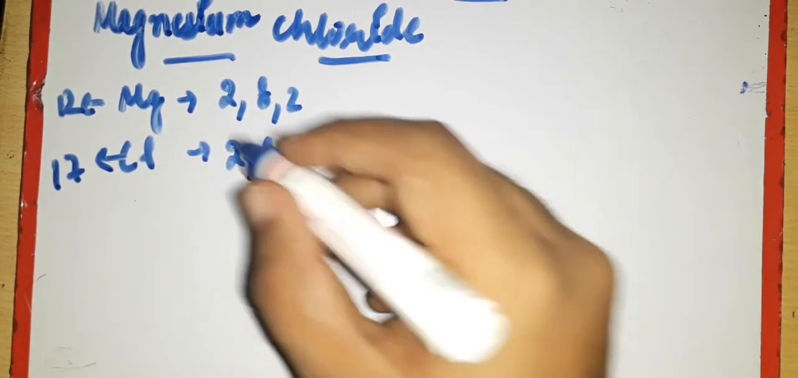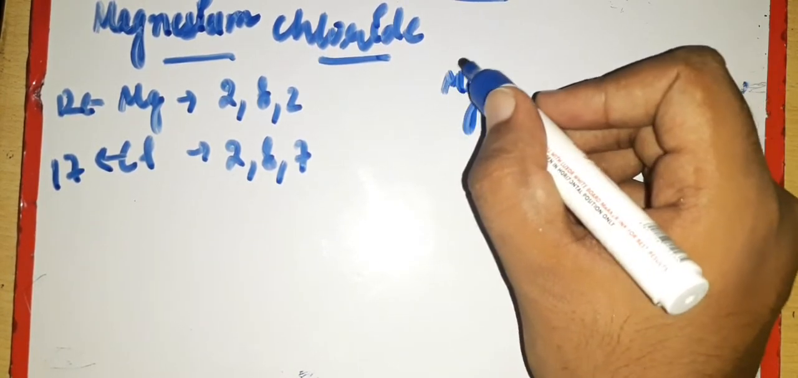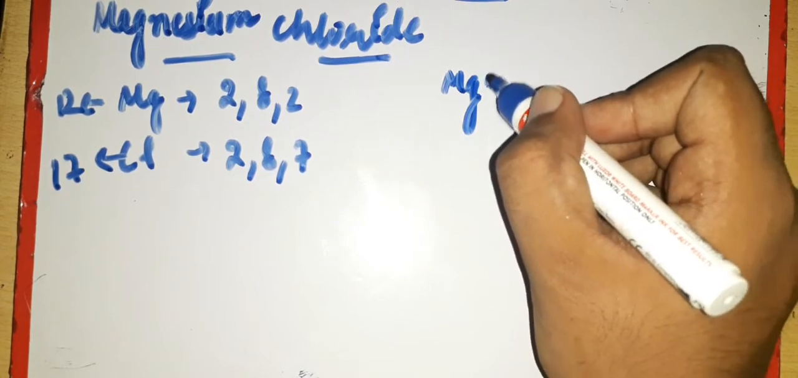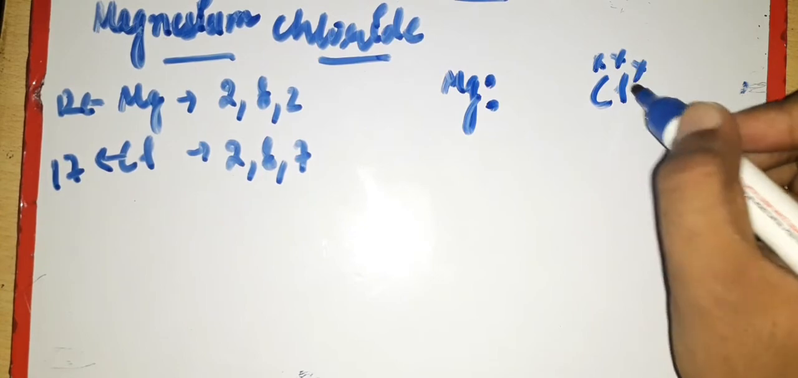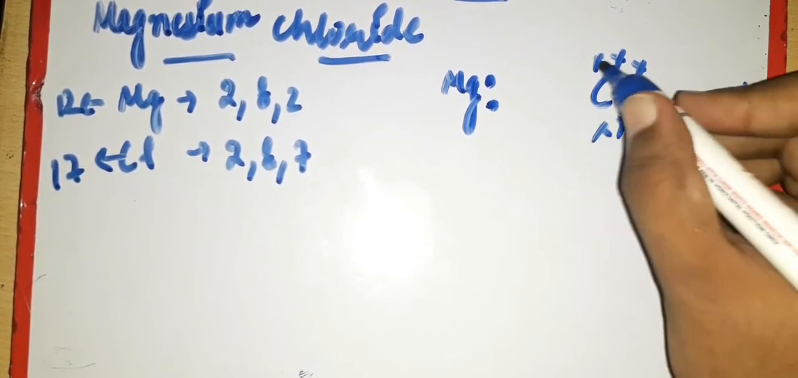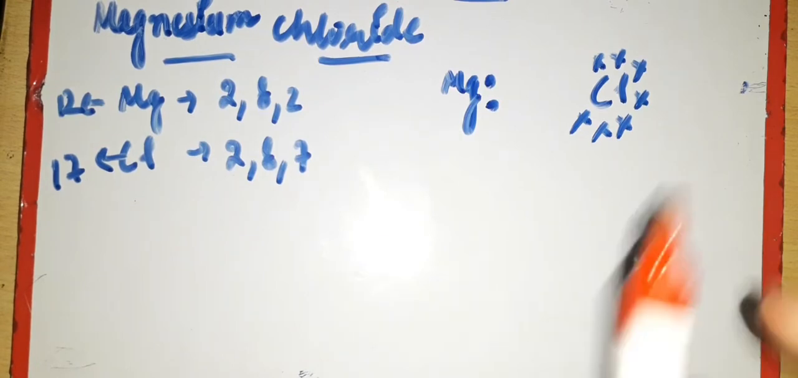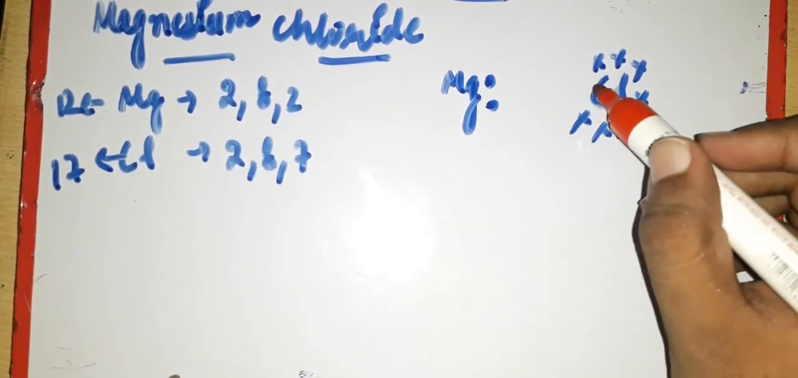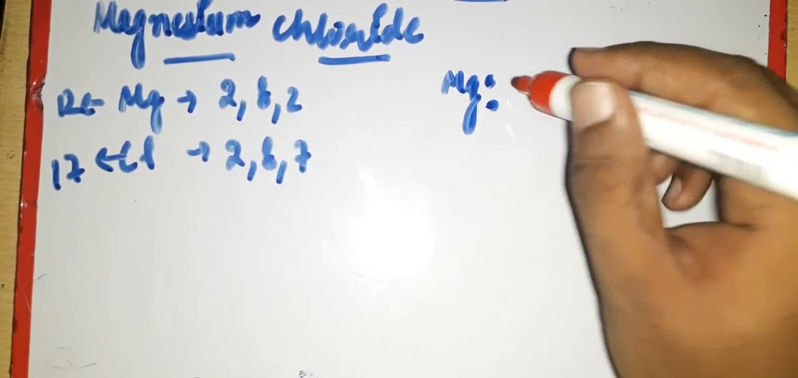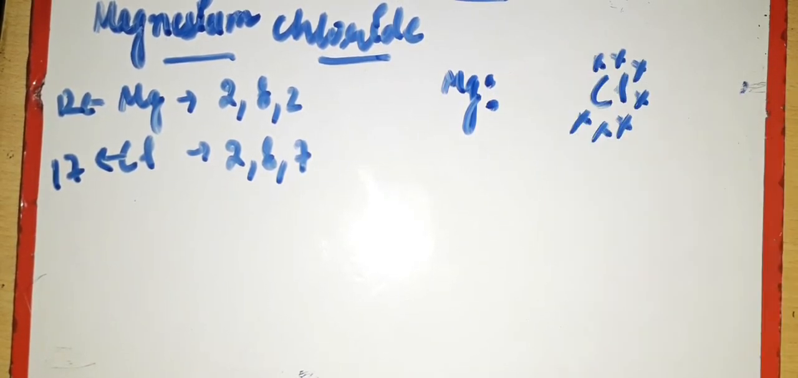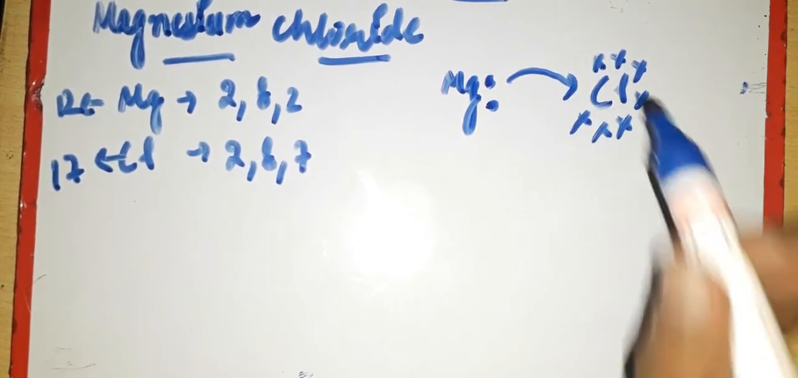This is how. So if we make the electron dot structure of magnesium first, it has 2 electrons on the outermost shell, so I'll put 2 over here. And chlorine has 7 electrons in its outermost shell, so I'll make its electron dot structure now: 1, 2, 3, 4, 5, 6, 7. Chlorine needs 1 electron to get stabilized, because 7 are already there. If it gets 1 more, then it will be stabilized, so magnesium will donate 1 electron, right? So chlorine gets stabilized.